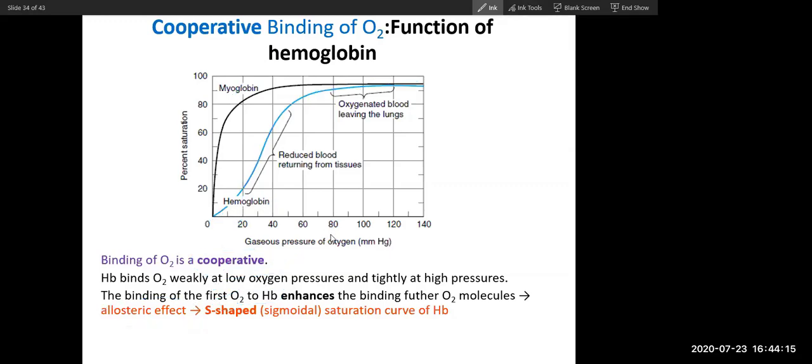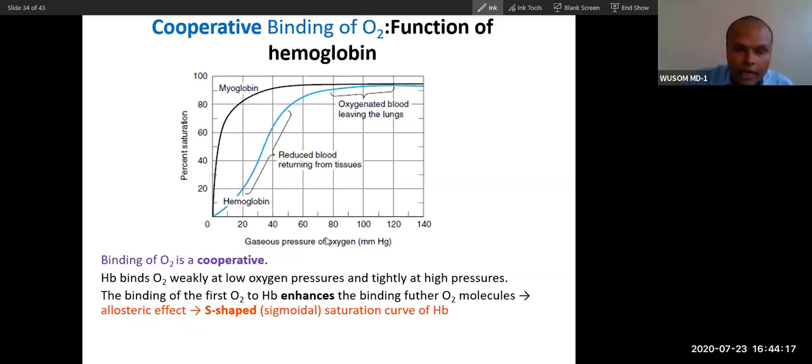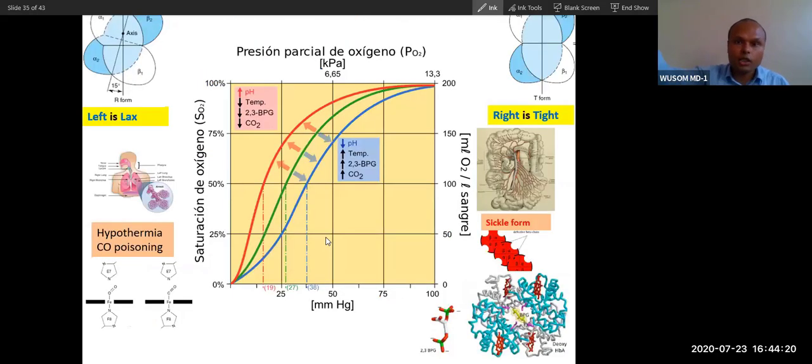Okay, so this is the sigmoid shaped curve and cooperative binding. Now let's talk about the right shift and left shift. You must have studied about this right shift and left shift in physiology also. But here I will give you a very important trick. You will understand this.